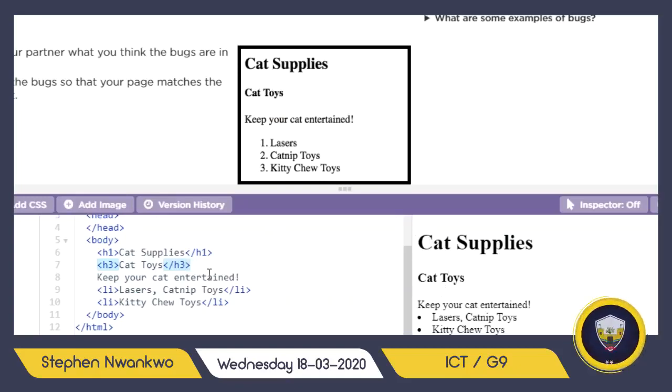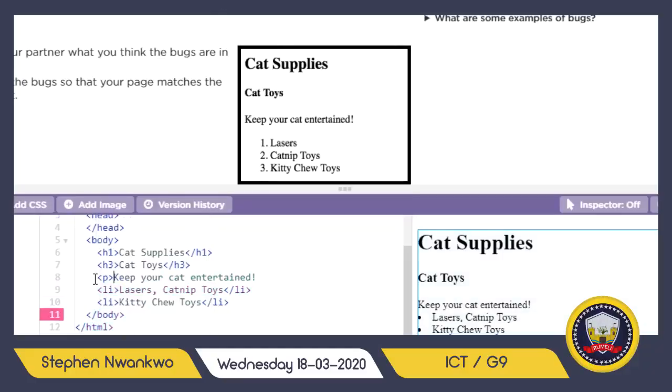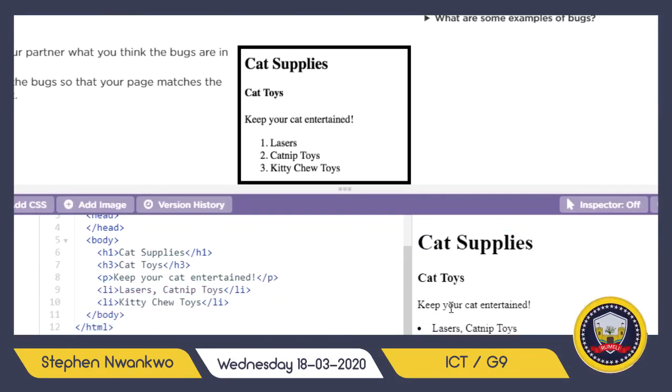So the next one is, keep your cats entertained. Now keep your cats entertained doesn't have any problem, but it is a paragraph tag. But over here, you don't have a paragraph. So here you add a paragraph tag to keep your cat entertained, because it is very necessary. Paragraph tag. Now you close it with P. That is it.